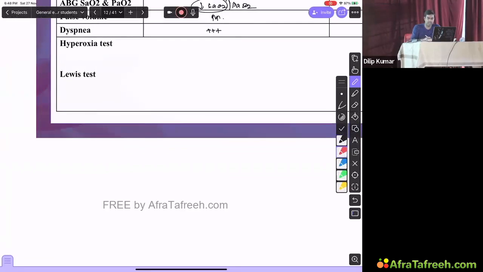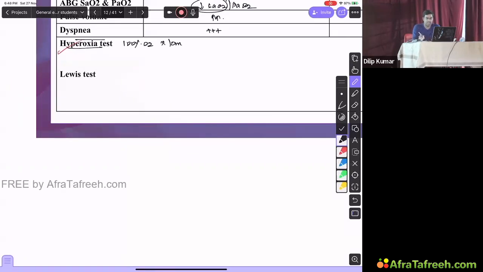There is one important test called the hyperoxia test. So what do you mean by the term hyperoxia test? The hyperoxia test is to differentiate between cardiac versus respiratory cyanosis. So it is a test of central cyanosis only. Whenever you know it's a central cyanosis, to differentiate between a cardiac versus pulmonary cause, you can use the hyperoxia test. So what is the hyperoxia test? Ask the patient to breathe 100% oxygen for at least 10 minutes.